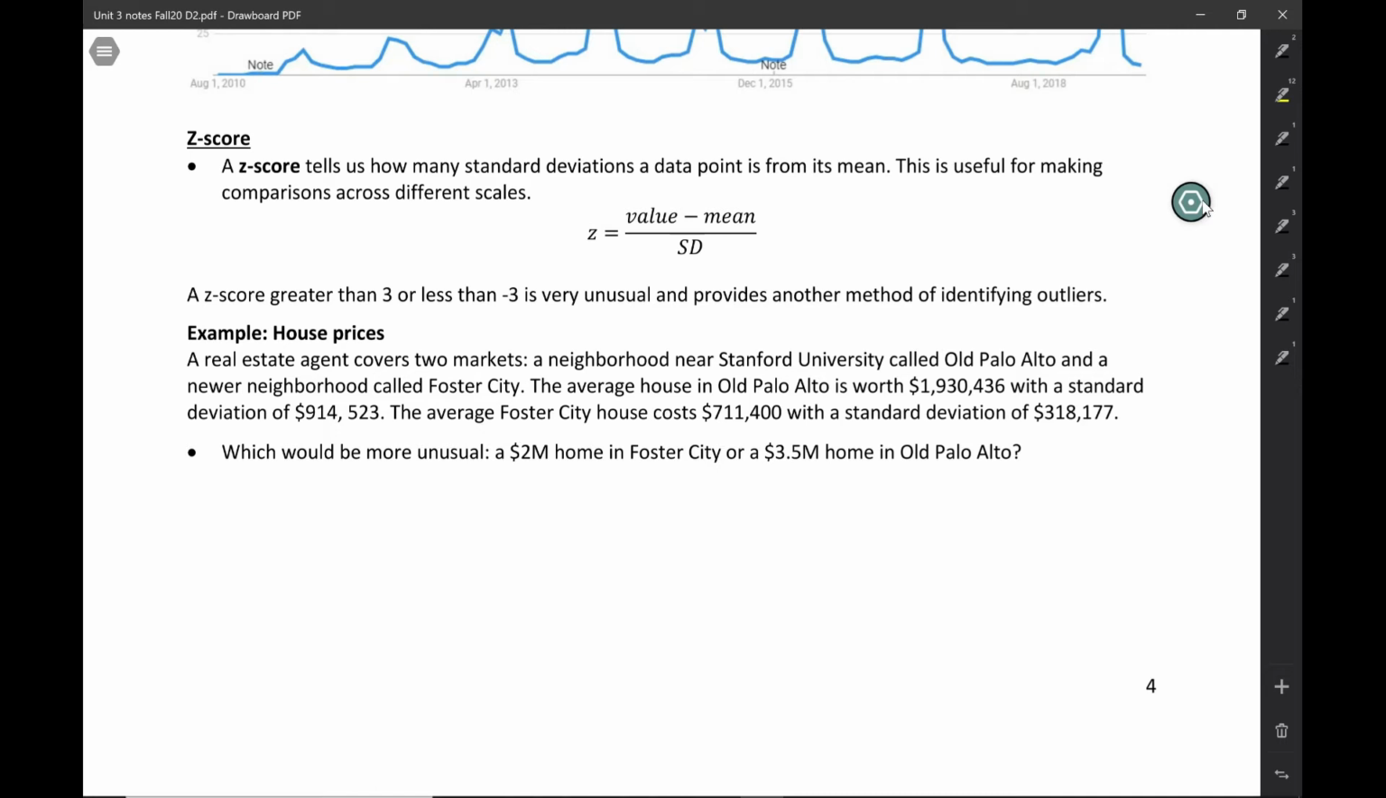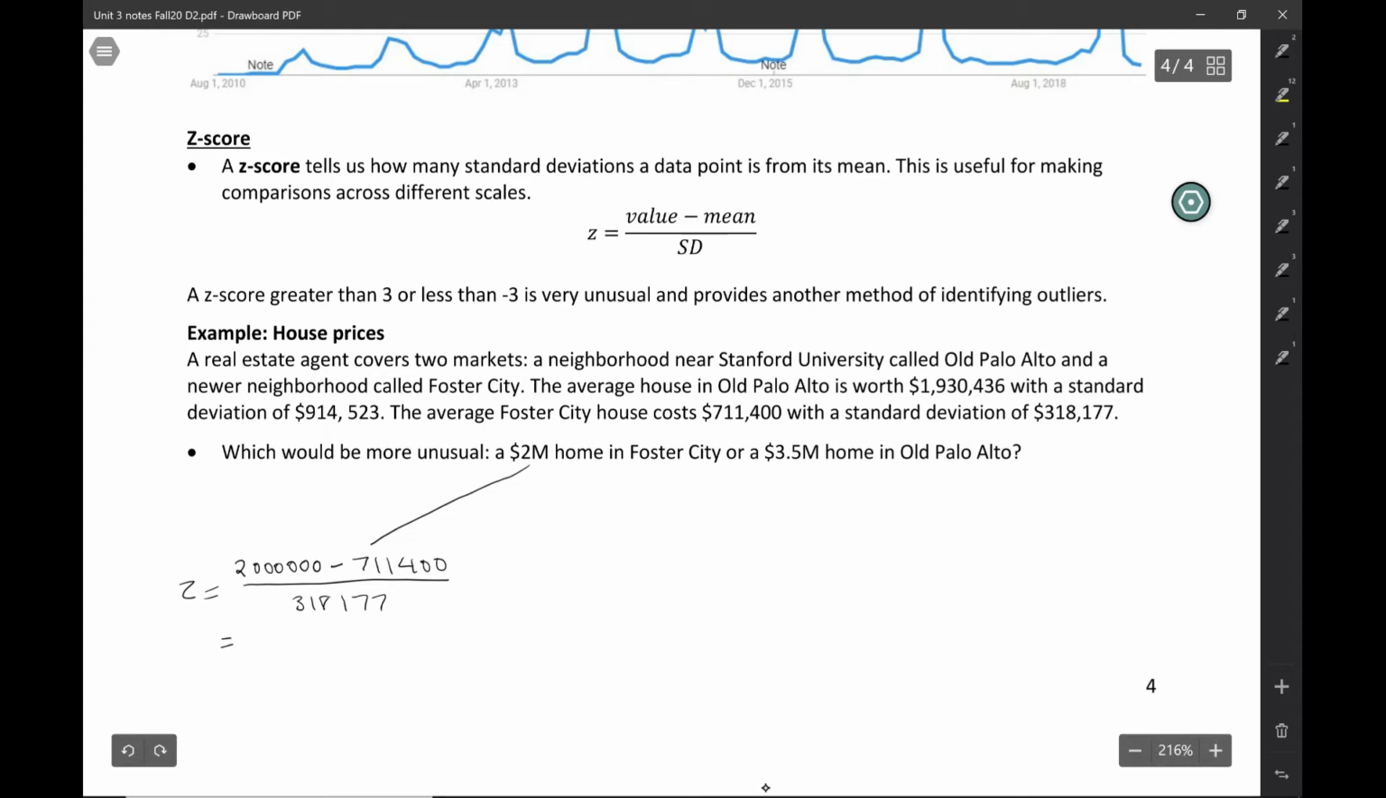So these aren't immediately easy to compare because the houses are on such different scales. So that's where a z-score is going to be helpful. So let's start by calculating the z-score for the $2 million home in Foster City. So 2 million is 2 with 6 zeros. I apologize for these huge numbers. 711,400 is the mean. So it is higher than the mean, and we're going to put that in terms of standard deviation. So the standard deviation is 318,177. And we end up with a z-score of 4.04.